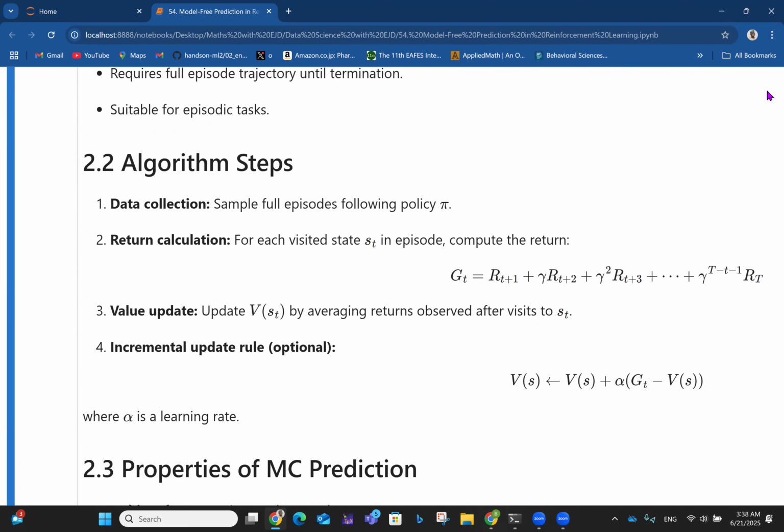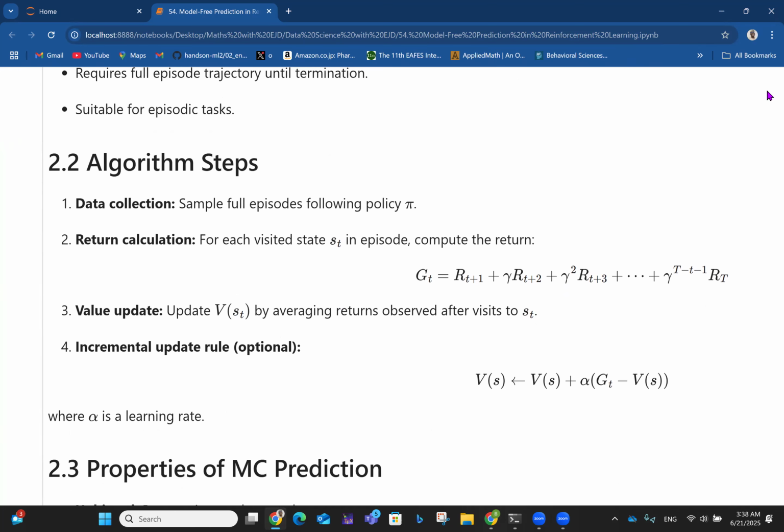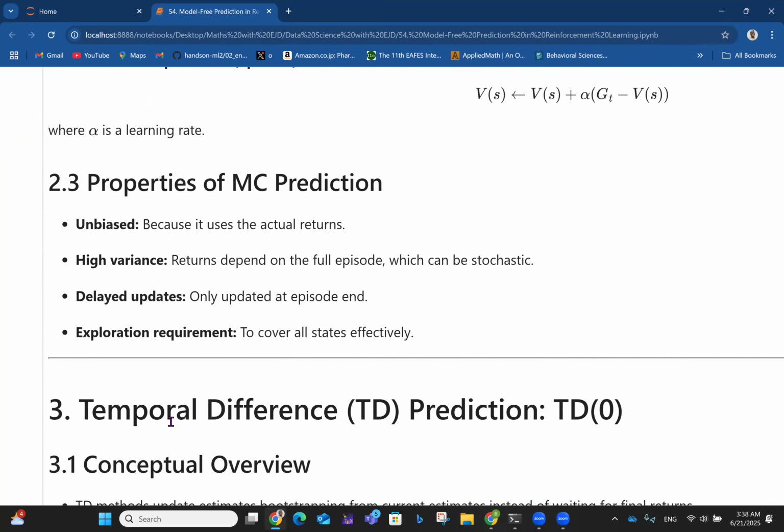So the algorithm steps. Data collection: you sample full episodes following policy pi. Then return calculation for each visited state S sub t in the episode. Compute the return: G sub t equals the reward at t plus 1 plus the discount factor multiplied by the reward at t plus 2 plus the square of the discount factor times the reward at t plus 3, and so on and so forth. Then you have the value update: you update V of S sub t by averaging returns observed after visits to S sub t. Then you have the incremental update rule, which is optional. V of S is updated to V of S plus alpha times G sub t minus V of S, where alpha is a learning rate. We're talking about learning, right? Machine learning, reinforcement learning, and all that.